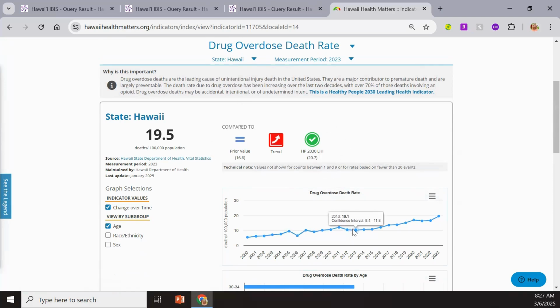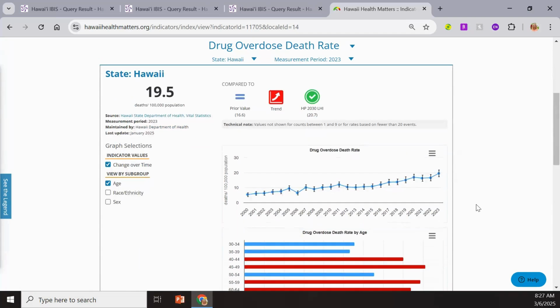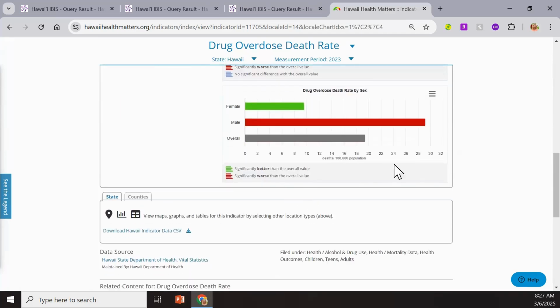And here for the confidence intervals, you can hover over the data points in the chart and it'll give you the confidence intervals, or you can ask it to show you the confidence intervals. So here you can see the change over time. Below here is where our subgroup data is available. So let's, for example, take a look at drug overdose death rate by sex.